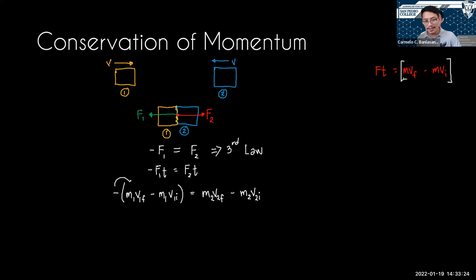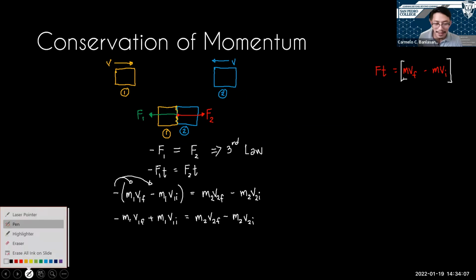So, distribute the negative sign. So we have negative M1 V1F plus M1 V1I, distributing the negative sign, is equal to M2 V2F minus M2 V2I. Right? Sometimes students get confused by the subscripts, whether it's final or initial, because of object 1 and object 2.